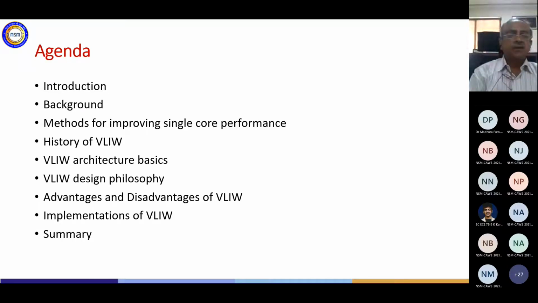Within that, we will quickly look at how it started, what was the motivation for going in for VLIW, then the core thing, the basics of the architecture and how it works, then some of the design ideas, not going into much detail, just superficial about what that design philosophy is. We will then see the advantages as well as the disadvantages that VLIW offers. We will see a few implementations of VLIW, how they are being put to practice, and we will end up with a summary followed by Q&A.